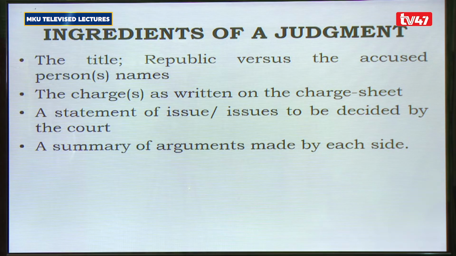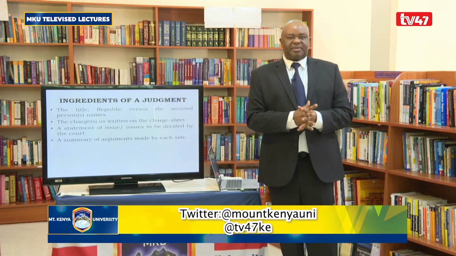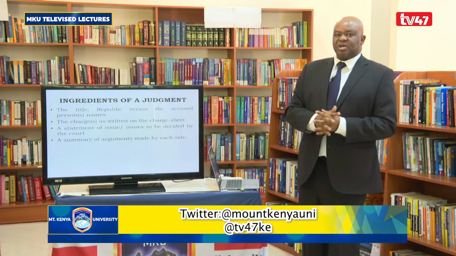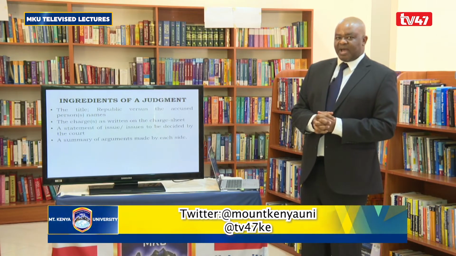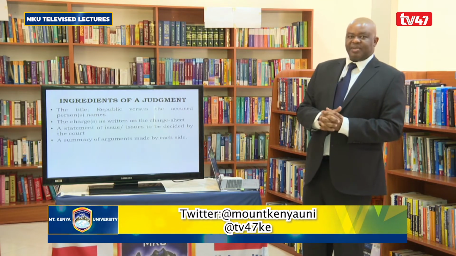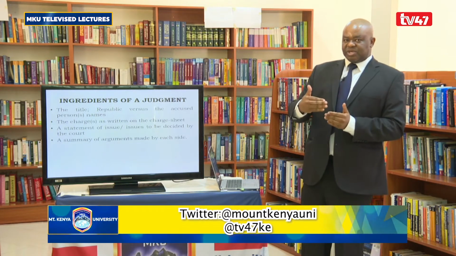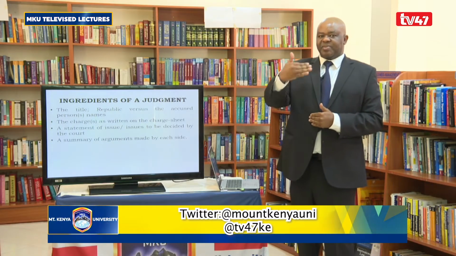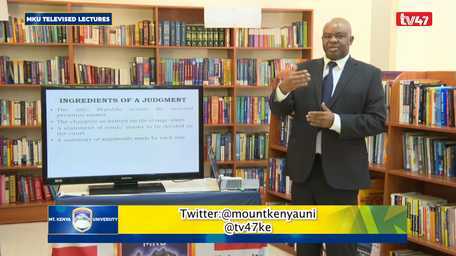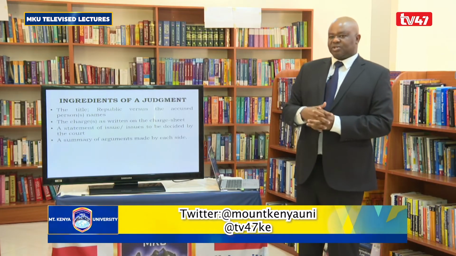Then the judgment should also have the charges or the charge sheet. If it was 1 count, then it should have 1 count. If it was 2 counts, it should have 2 counts, and so on. The other ingredient is that the judgment should have the statement of issues, because for any charge that is being tried, there must be issues. If it was a murder by John, then it needs to state that one of the issues is whether John committed the offense of murder, and two, what are the circumstances, and so on.